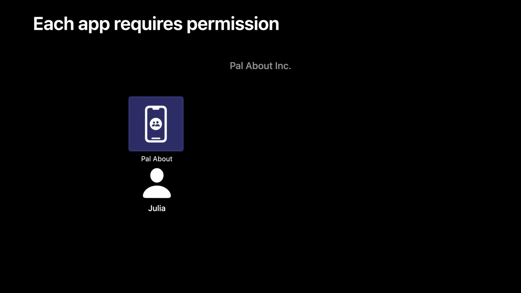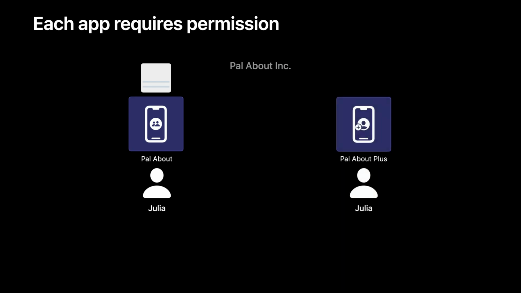Just because a user has given one of your apps permission to track doesn't mean you have their permission to track in another app owned by the same company. Different apps must each individually request permission from the user for that particular app before data from that app can be linked to apps or websites owned by other companies for marketing or advertising.